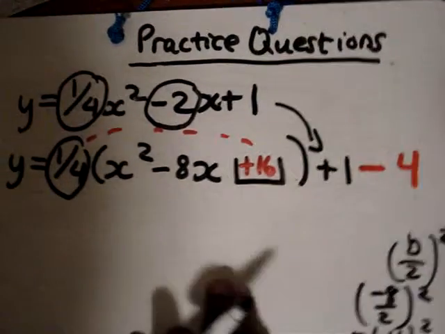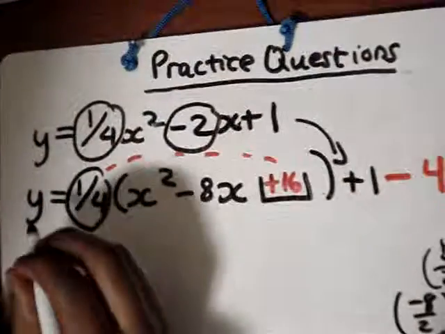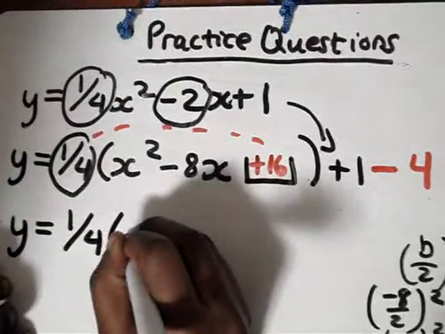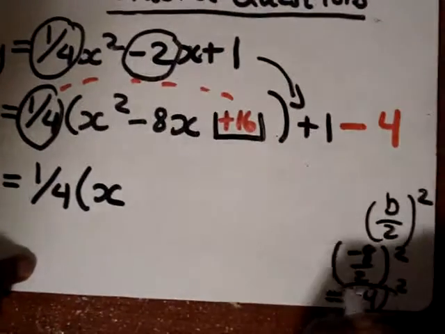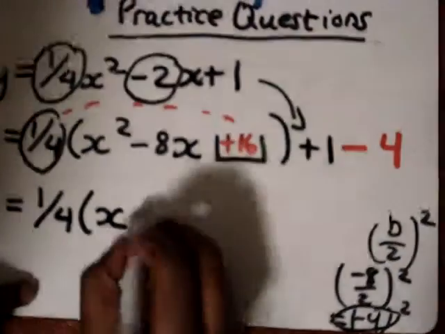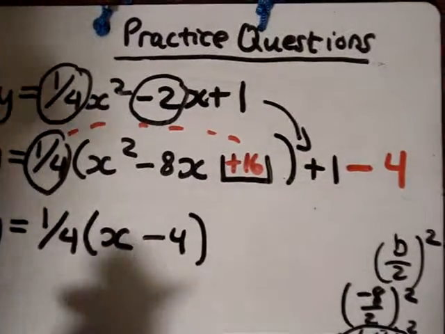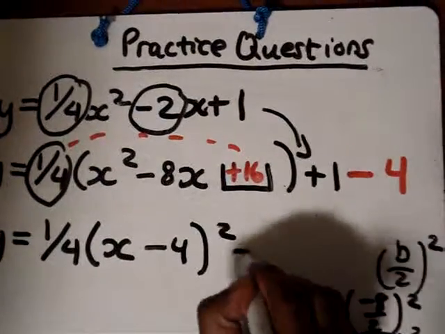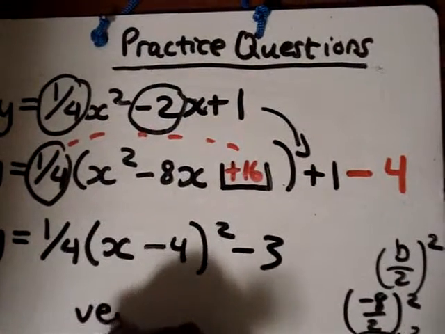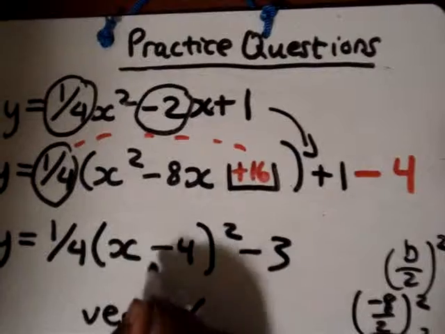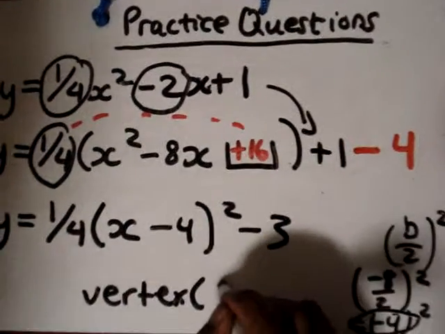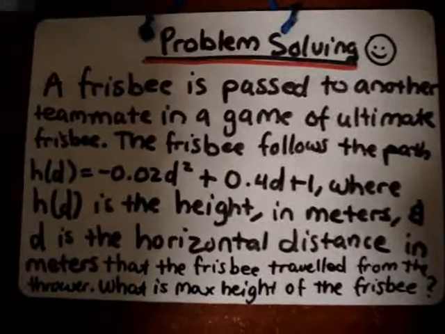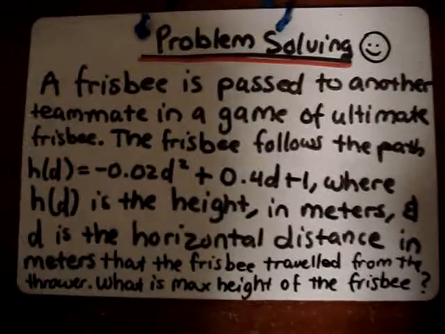Now you're ready to write your equation, which is in standard form, in vertex form. y is equal to 1/4 (x - 4) squared, using your middle term over here in your magic equation. And you basically say 1 minus 4 is equal to -3. And your vertex would be, remember it's negative, so we flip it and it becomes positive, 4 and -3. There you have it. So now we're going to move on to problem solving.